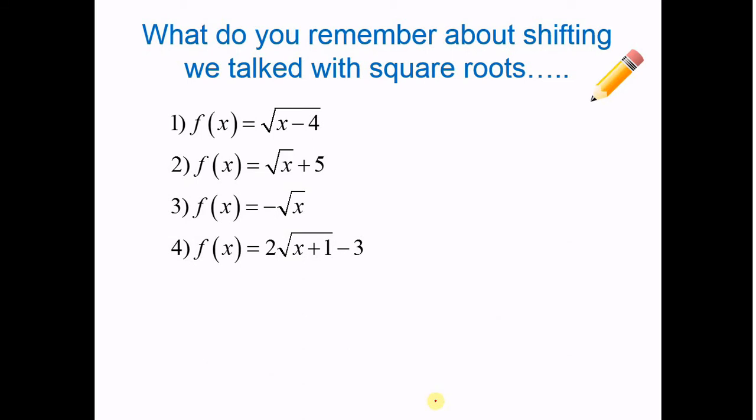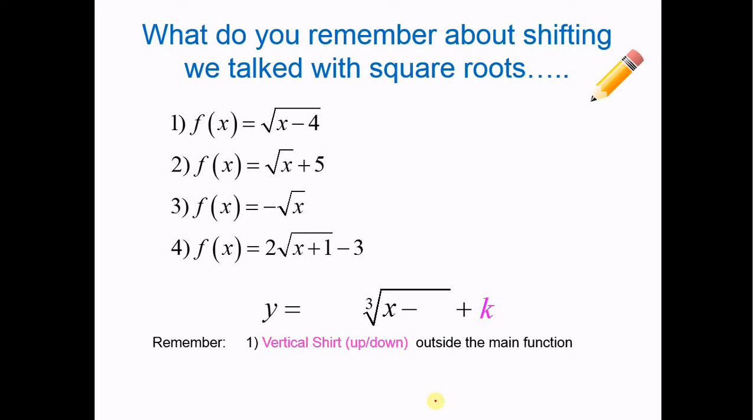So remember when we talked about the shifting of square roots, we had this similar thing. If you have a number outside of the cube root, that's going to move you up or down. Write down this part; you don't need this part, but we do need this part. That's going to give you a vertical shift up or down outside the main function. So this k tells you if you're going to move up or down or not.